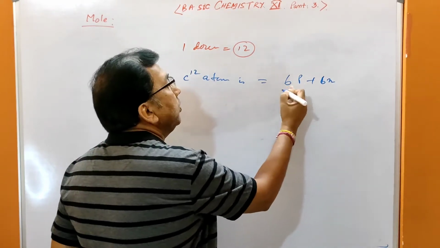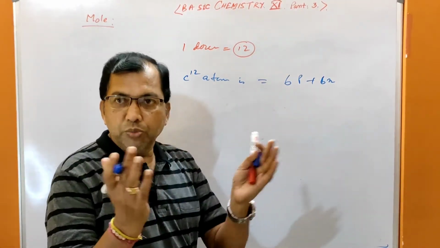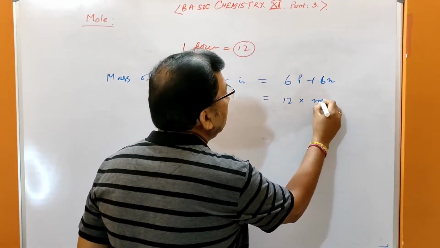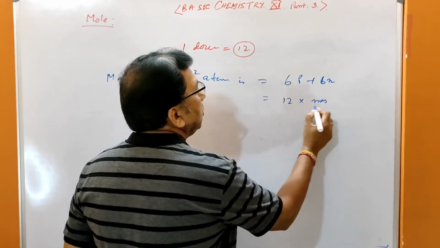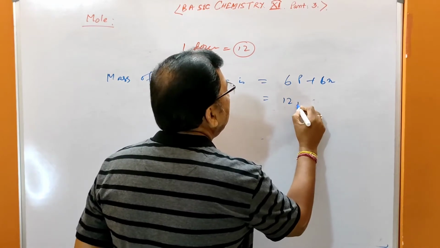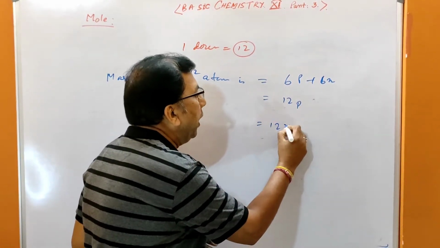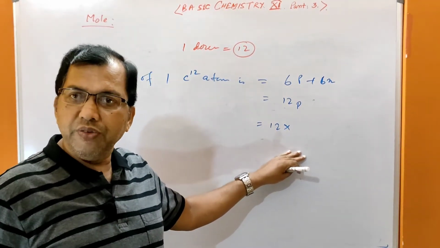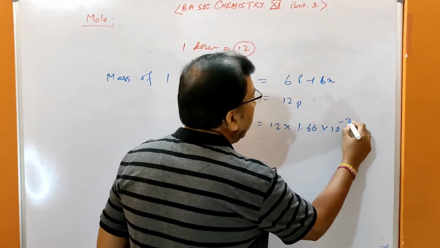So mass of 6 protons, mass of 6 neutrons. If proton and neutron masses are almost the same, that means the mass of 12 protons, 12 into the mass of a proton. So what is the mass of a proton? All of you know, 1.66 × 10^-24. So 12 into 1.66 × 10^-24.